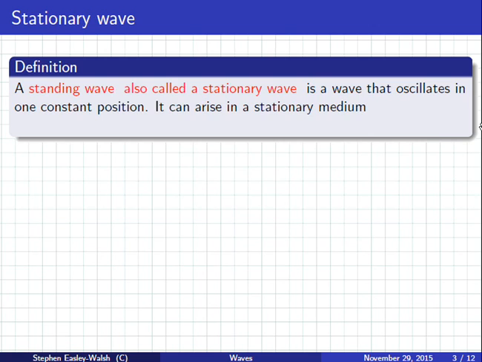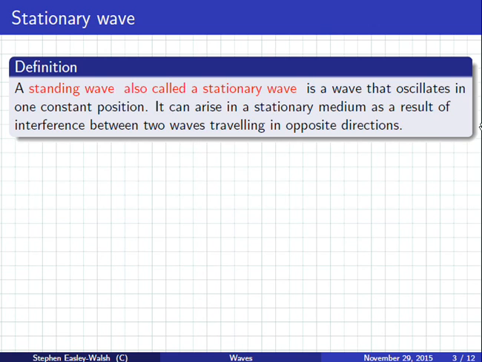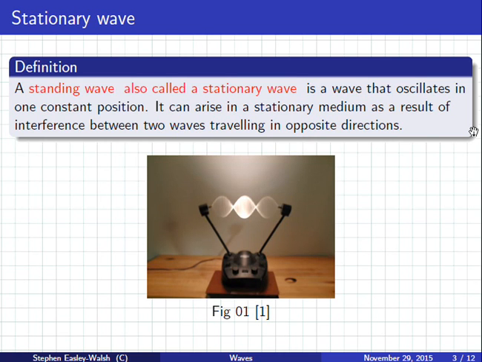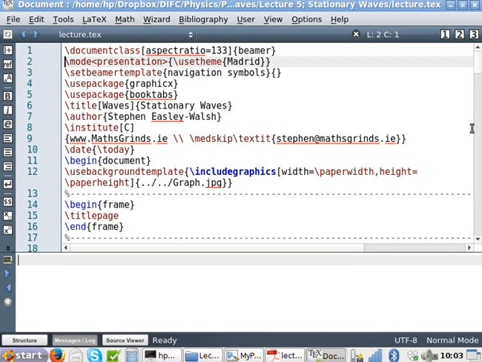Okay, so what is a stationary wave? It's also called a standing wave. A wave that is stationary. And a standing wave is a wave that's standing, is it? It's a wave that moves in one position.